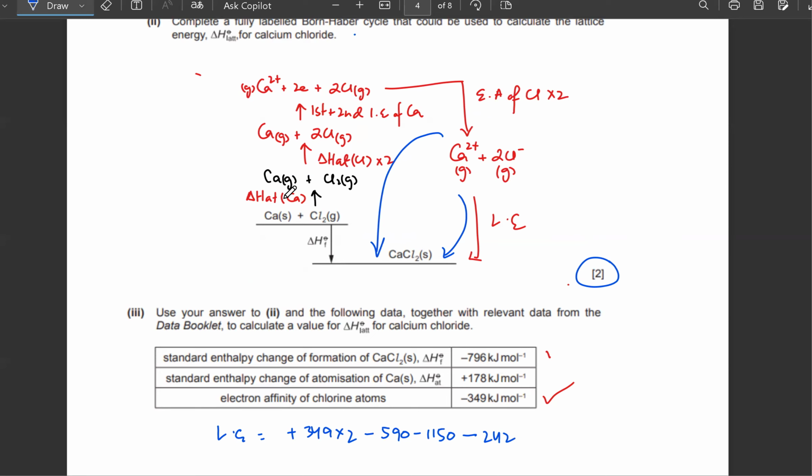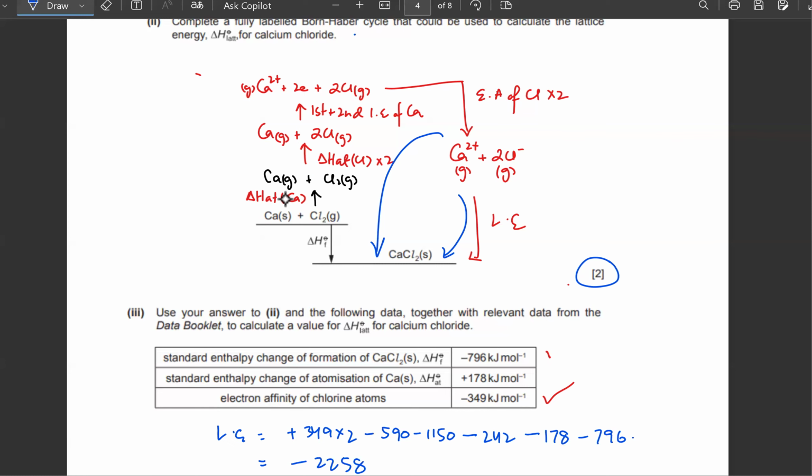And the calcium is atomizing now. Calcium atomization is 178, but the arrow is in the other direction, so it's going to be minus 178. And finally, you have the enthalpy of formation, which is minus 796. Okay, is this clear? And what is the answer that you're getting? Minus 2,258.